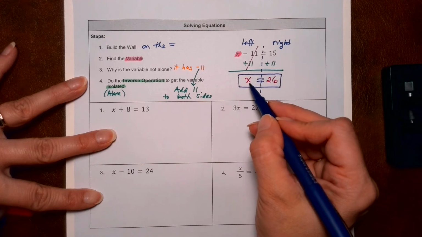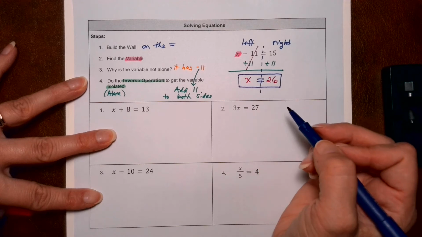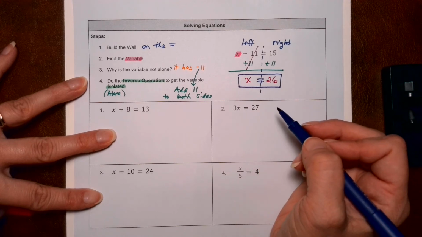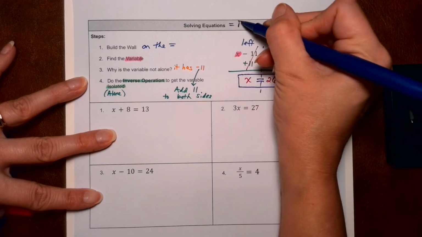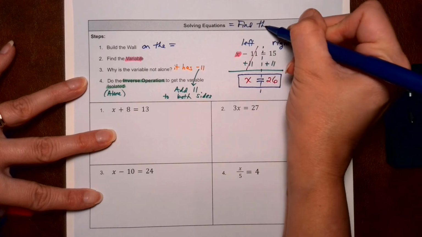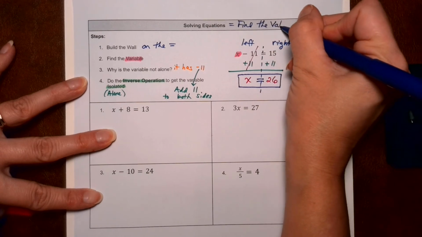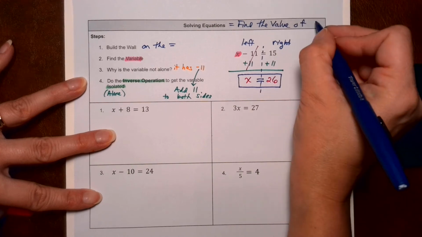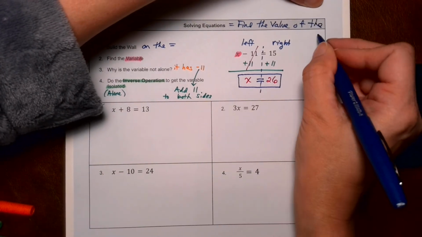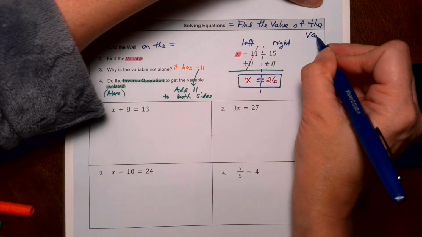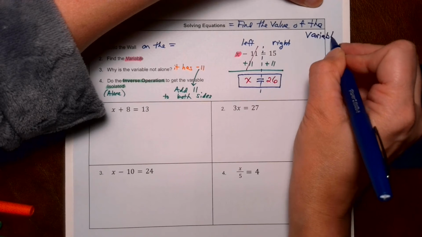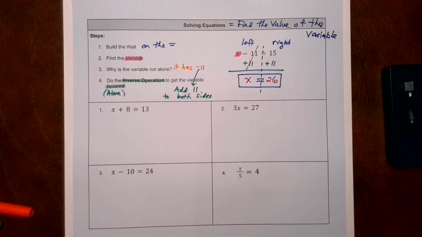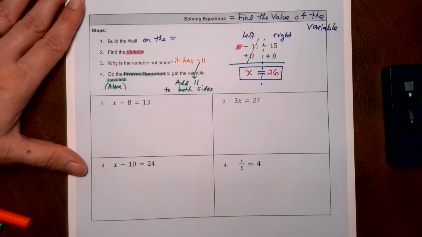Solving means you find the value of the variable. Solve the equation means find the value of the variable. The variable could be x or it could be any other letter. X is equal to 26. Let's do it again. Okay, step 1.